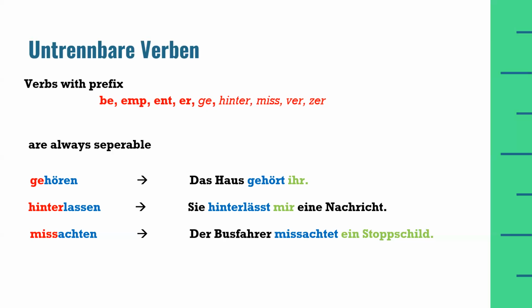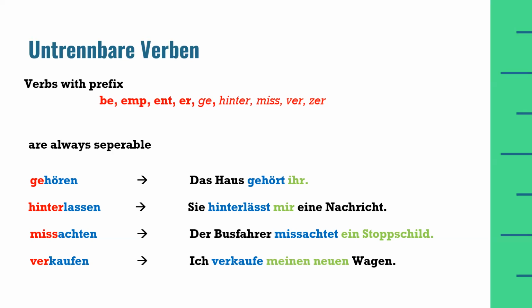Missachten. Der Busfahrer missachtet ein Stoppschild. The bus driver ignores a stop sign. Here again, miss is a prefix which, when used with a normal verb, means the verb will not be separable. So we have to conjugate this verb as a normal verb and put it at the second position of the sentence. Here the subject is Busfahrer, so it will be conjugated according to Busfahrer and missachten will become missachtet.